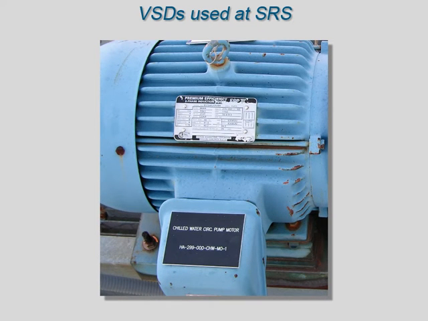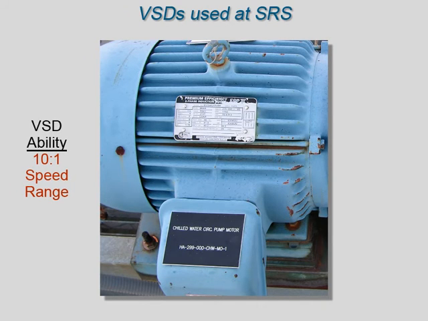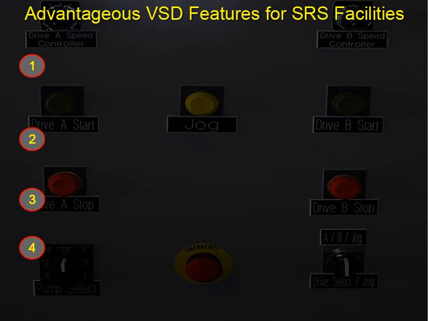VSDs used at SRS facilities have the ability to operate AC induction motors over a 10-to-1 speed range. The actual operating range is determined by operating restrictions and are generally operated over a 3-to-1 range in the SRS areas. These VSD features are particularly advantageous for the SRS facilities.